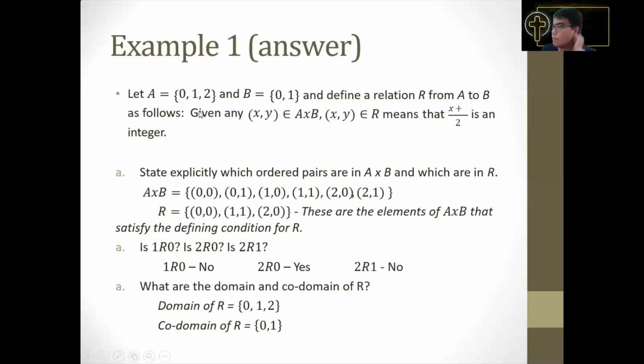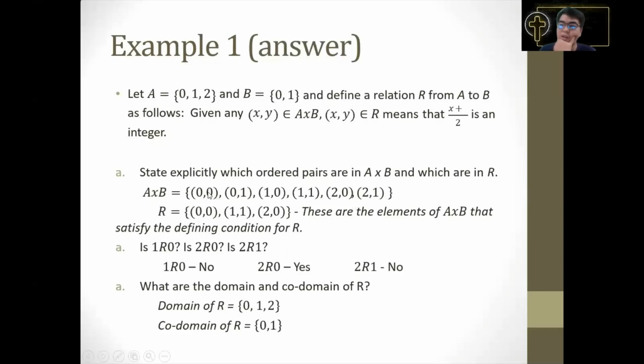So when we talk about that problem, we see this as a solution. First, state explicitly which ordered pairs are in A cross B and which are in R. So A cross B is simply the Cartesian product of A and B. So 0 and 0, 0 and 1, 1 and 0, 1 and 1, 2 and 0, and 2 and 1. So these are the A cross B.